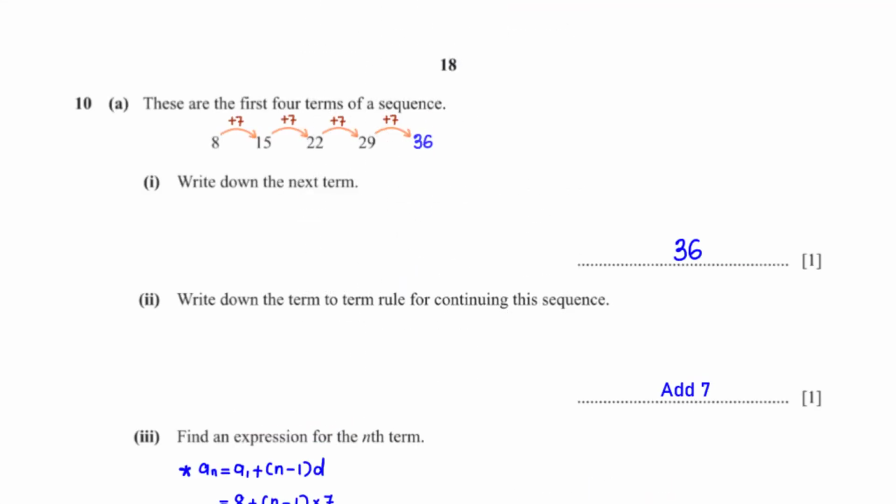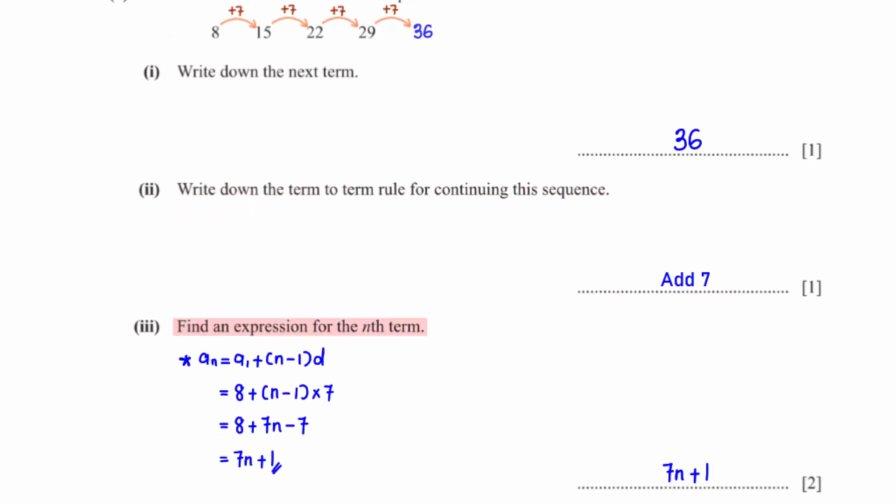These are the first 4 terms of a sequence. Write down the next term. To get the next term, we simply add 7 to 29. This gives us 36. Write down the term-to-term rule for continuing this sequence. The rule is add 7.